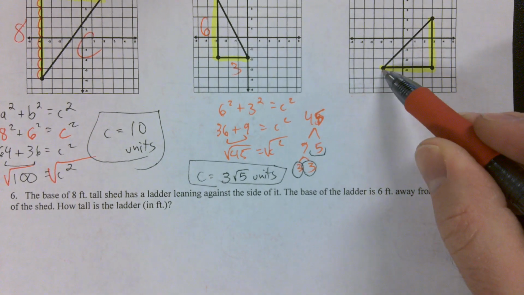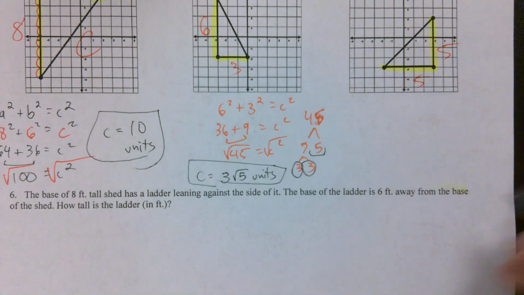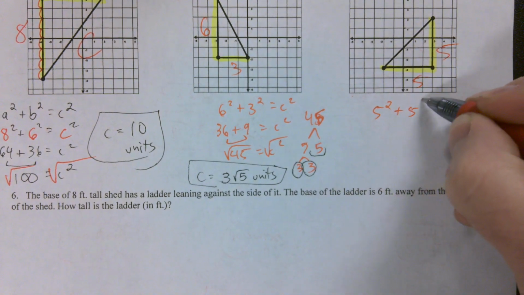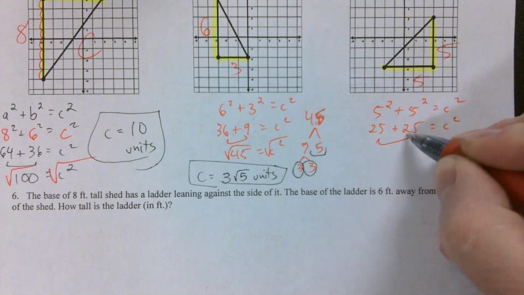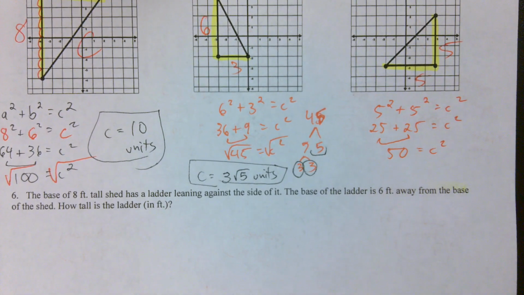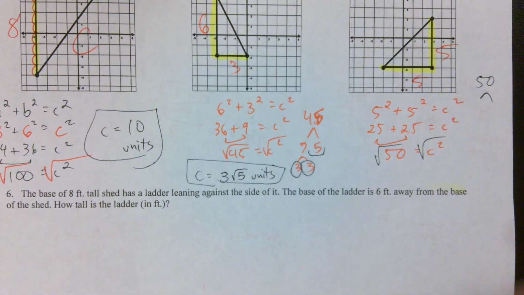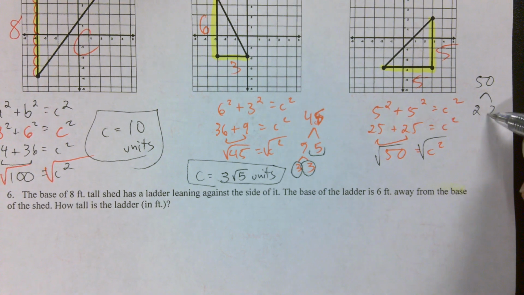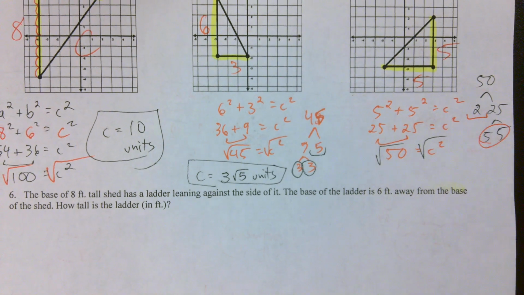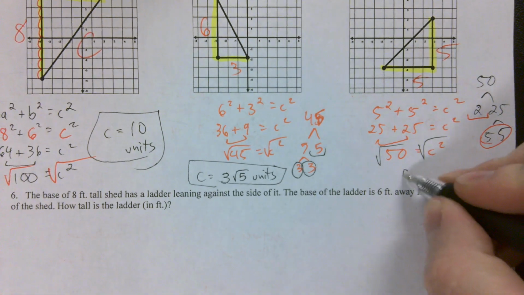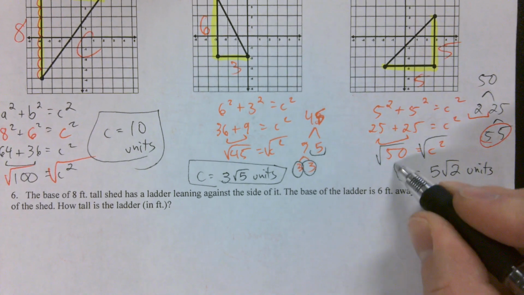And number C, one of my legs is, what is that, 6? No, 5. One of my other legs is 5. 5 squared plus 5 squared equals C squared. 25 plus 25 equals C squared. Add them together. 50 equals C squared. Take the square root. What two numbers multiply to give me 50? 2 and 25. 25 is 5 and 5. I've got a pair of 5s with a 2 left over. C is equal to 5 root 2 units.